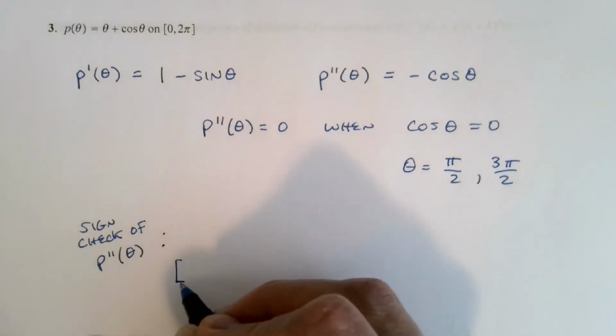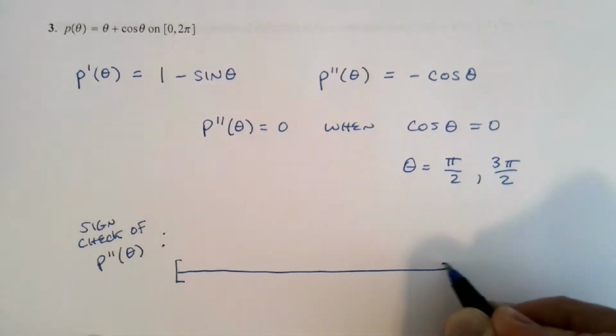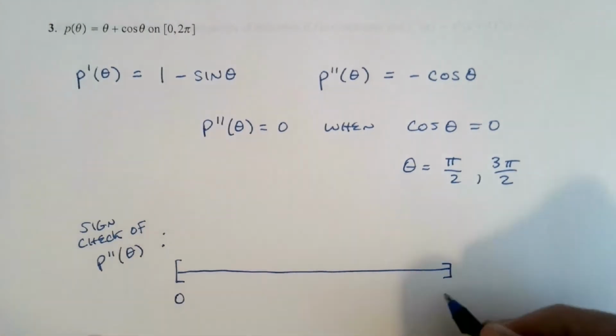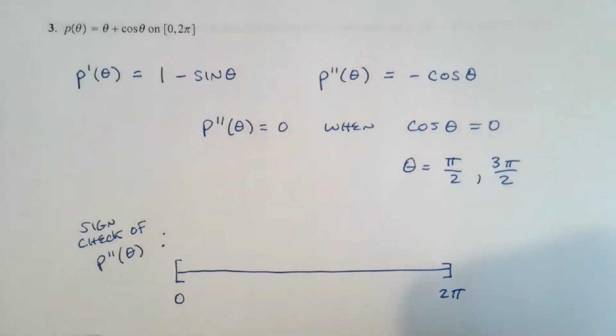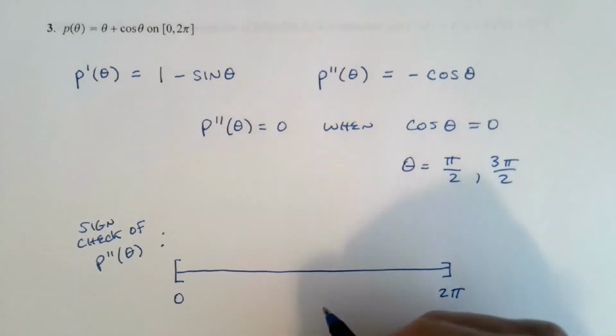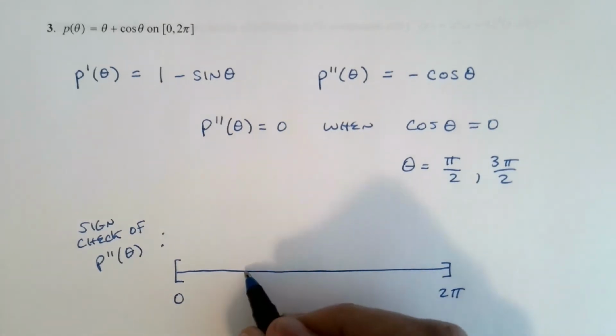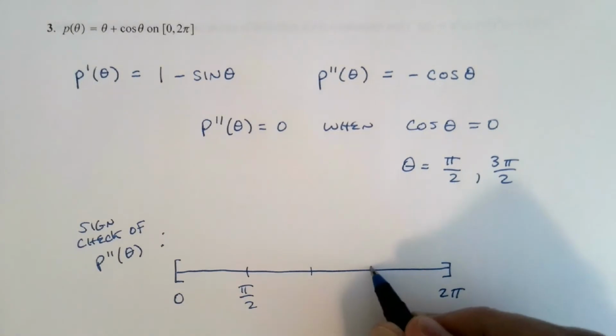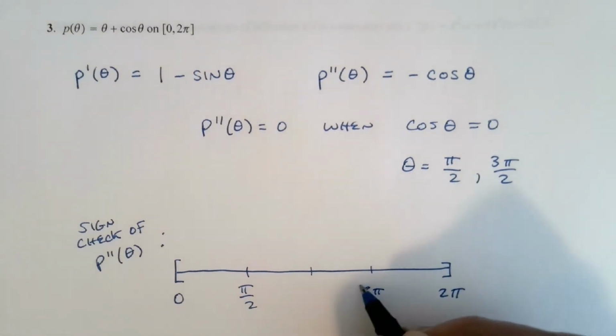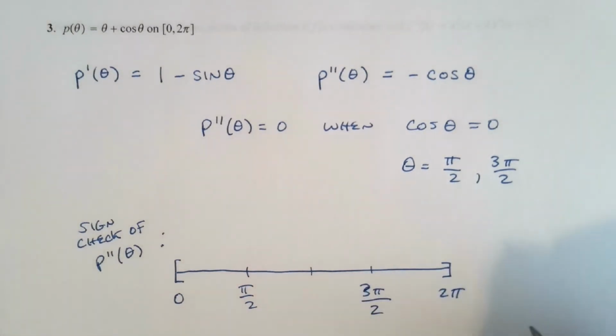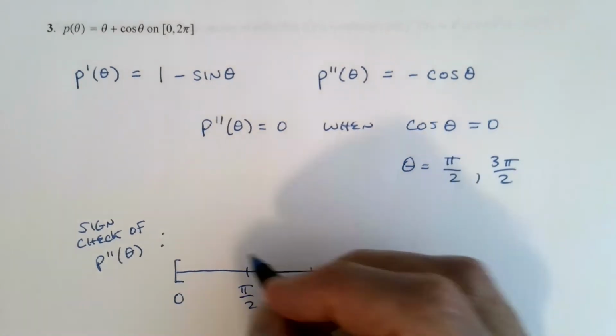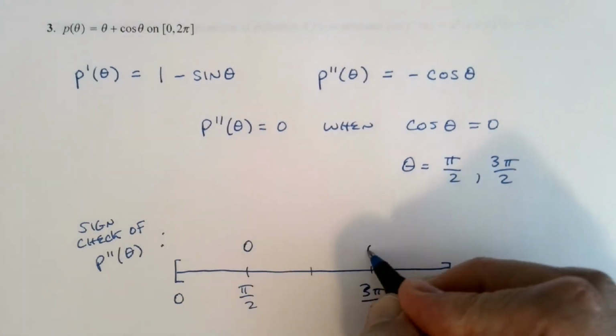And it's on the closed interval, so I'll emphasize that with my real number line here from 0 to 2 pi. And the places of interest we have are pi over 2. And here would be pi, and then 3 pi over 2. So the second derivative we said is 0 in those locations.